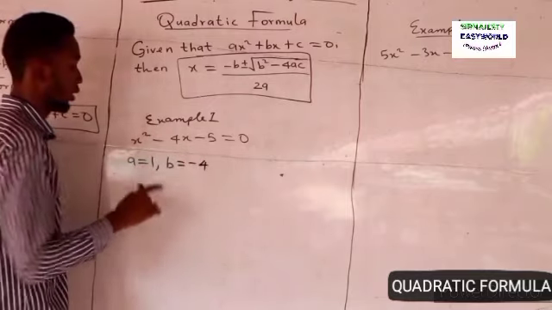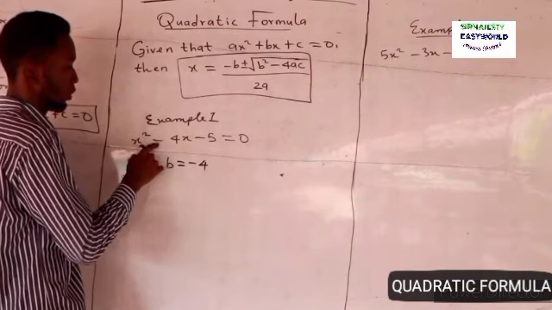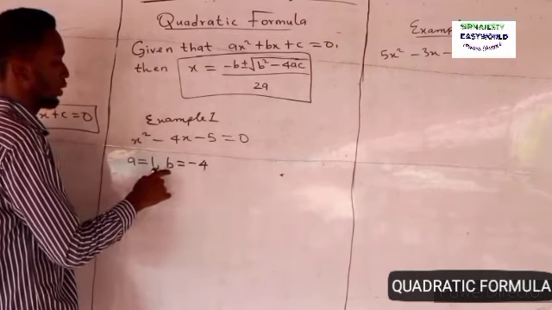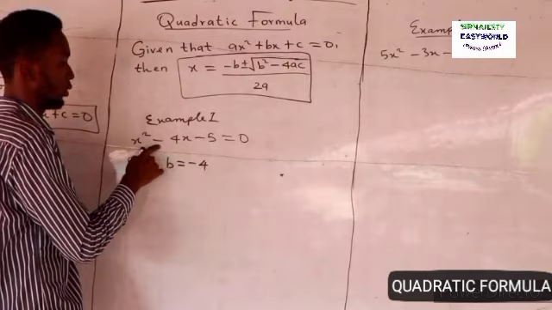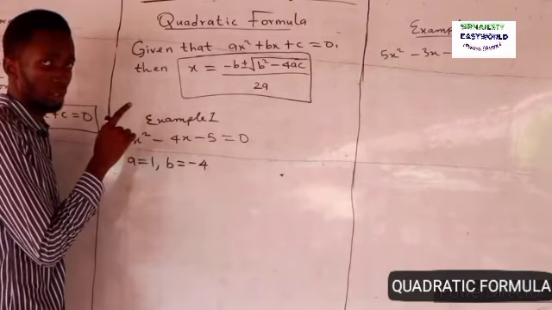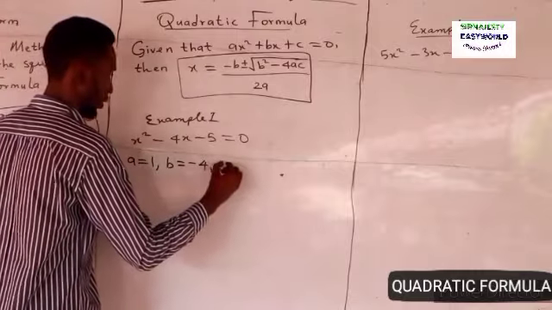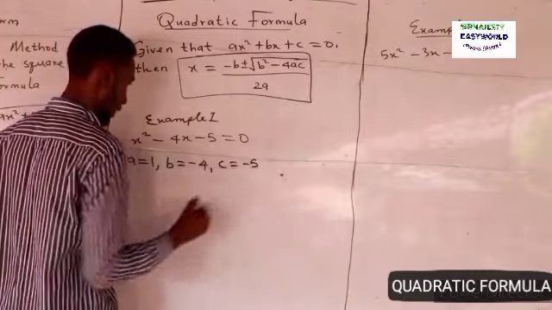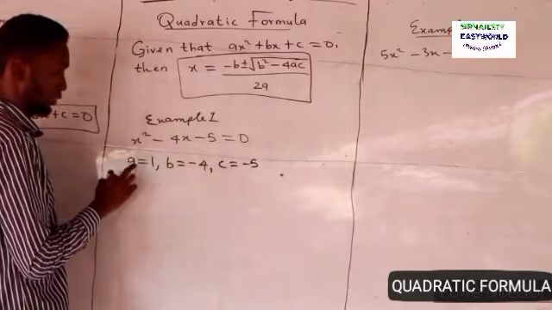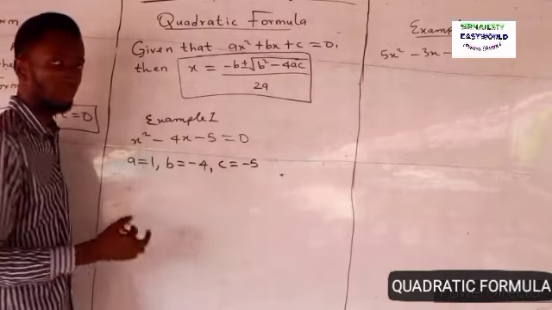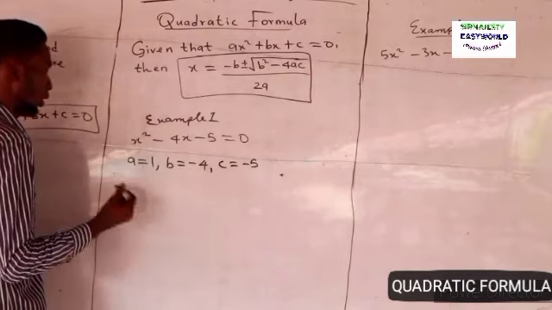Please, it is very important to pay attention to signs, because if you erroneously write b as 4 instead of minus 4, you're going to get the wrong answer even when you apply the formula correctly. So now our c is negative 5. Now that we have identified our a, b, and c, we can proceed to use the quadratic formula to solve.